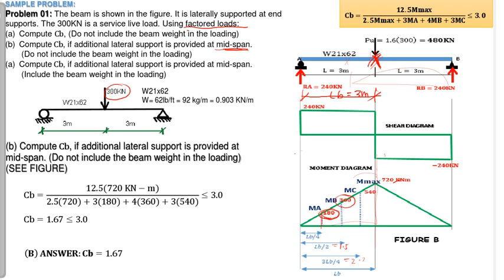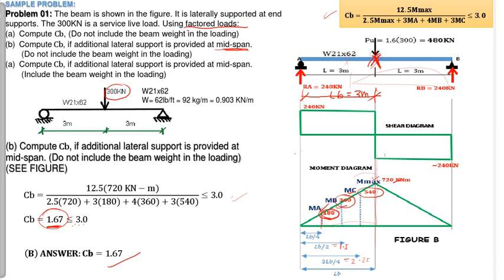I think this is 2.25. Okay? So, makukuha natin yung MC natin is equal to 540. So, 3/4 of 3 is equal to 2.25. Okay. So, meron na tayong MA, MB, and MC. And yung Mmax, substitute lang natin dito sa equation para makuha itong values. So, yung CB natin is equal to 1.67. This is less than 3.0.